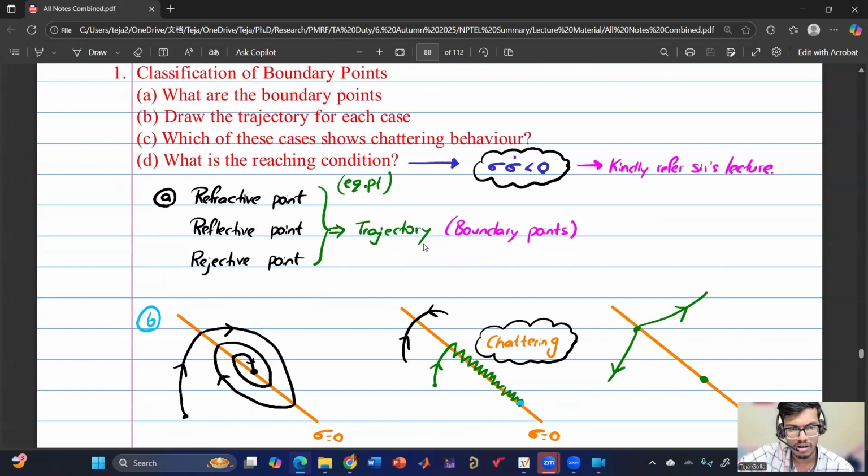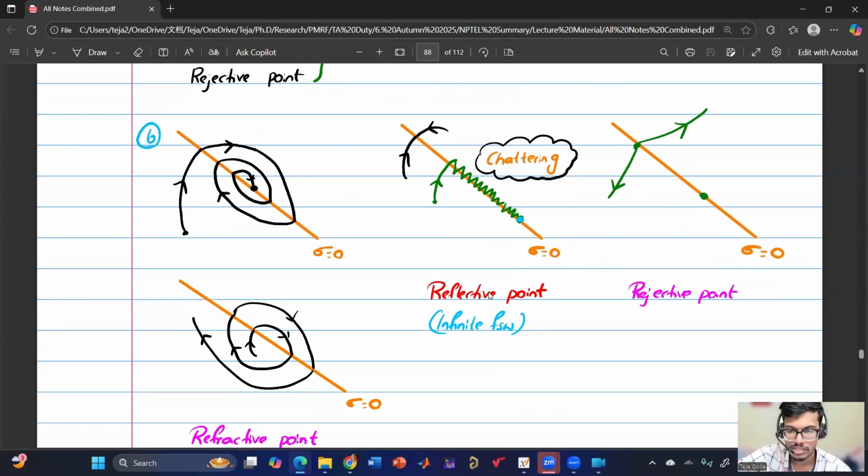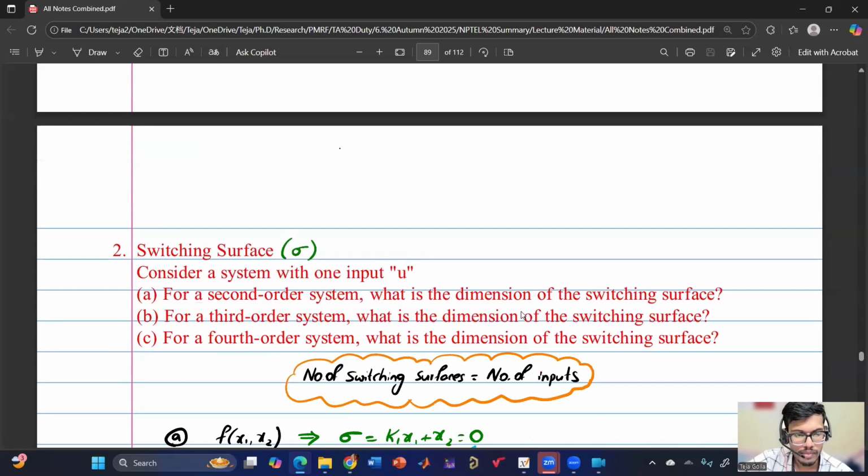So here we have a few preliminary questions. What are boundary points? I have explained what boundary points are and how the trajectory will look in each of these points. And which is chattering behavior. Chattering behavior is this infinite frequency switching, which is practically not possible. That's why we have kept this band. And then we have also asked a few questions on the switching surface.